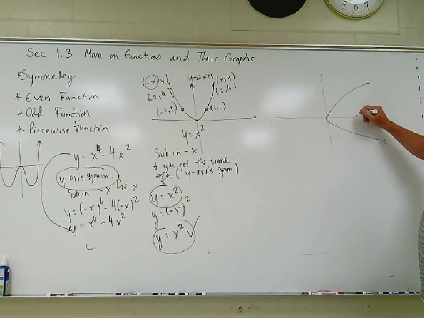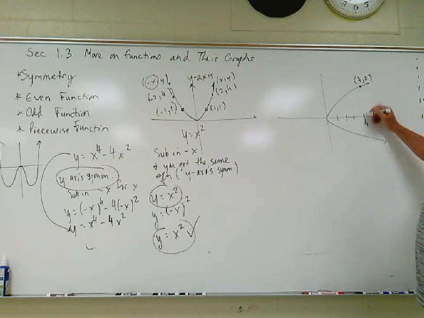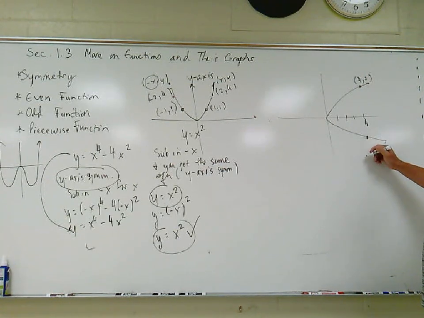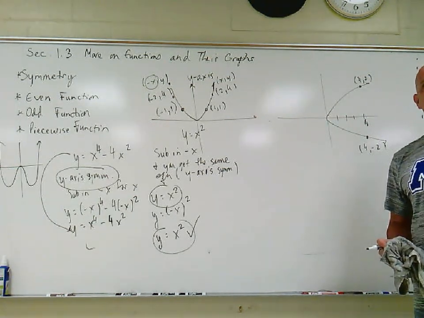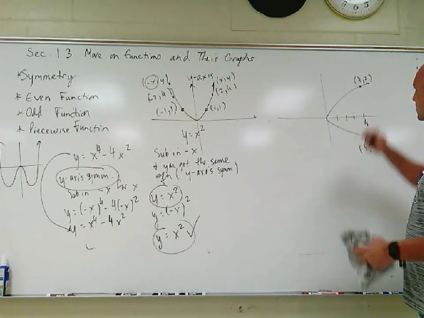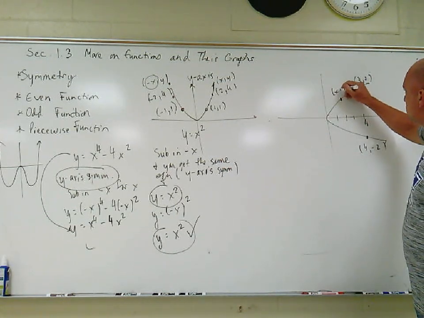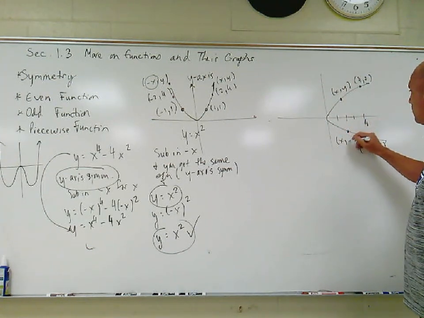If I go to this point here, which is say 4, this is the point 4, 2, guess what point this is here? 4, negative 2. So in this case, what stays the same, what changes? X stays the same, y changes. So instead of going and doing a lot of this, if this is the point x, y, this should be the point x, negative y.